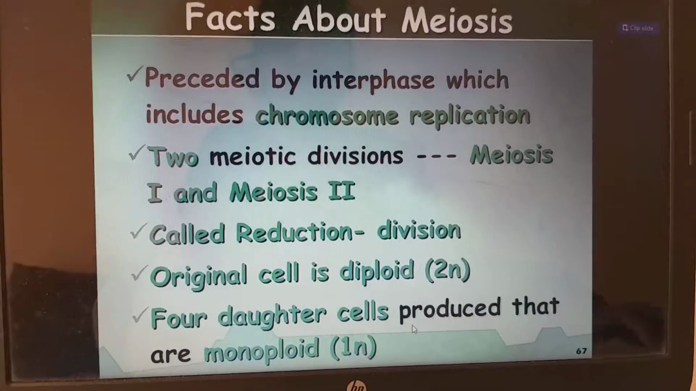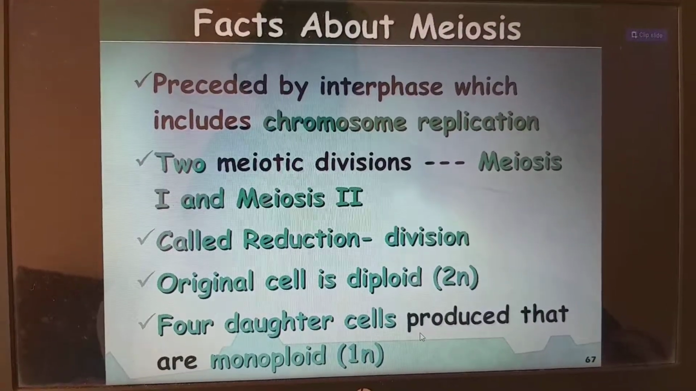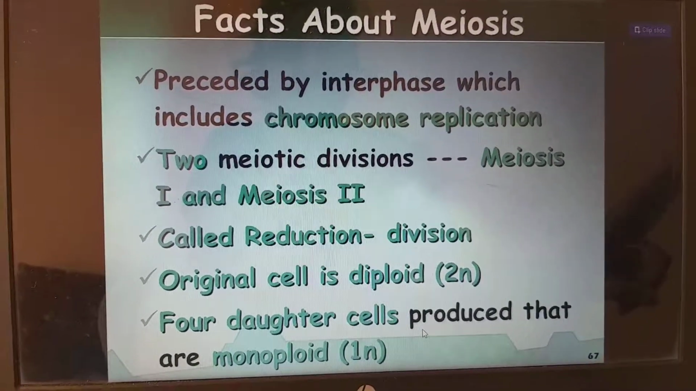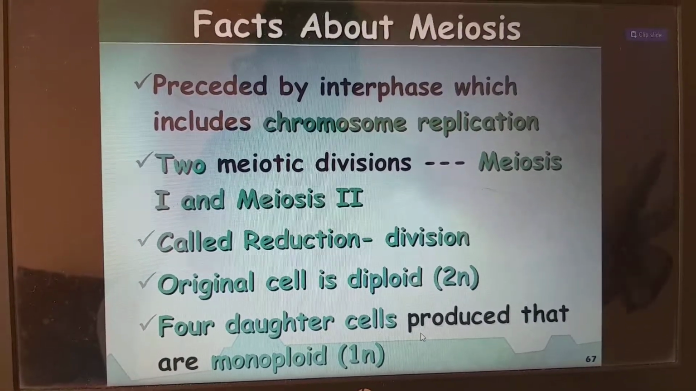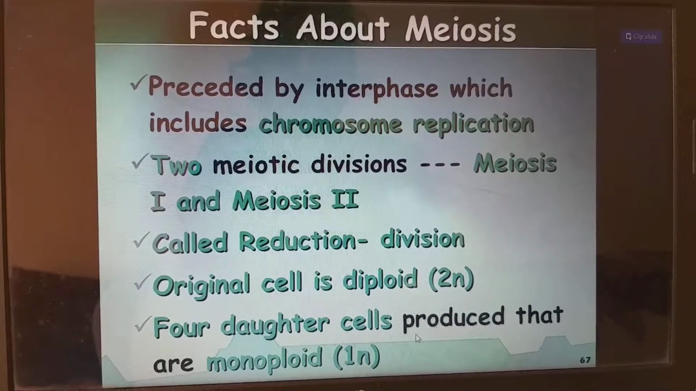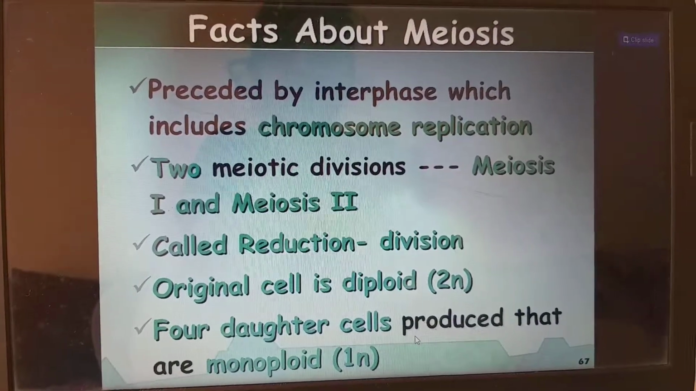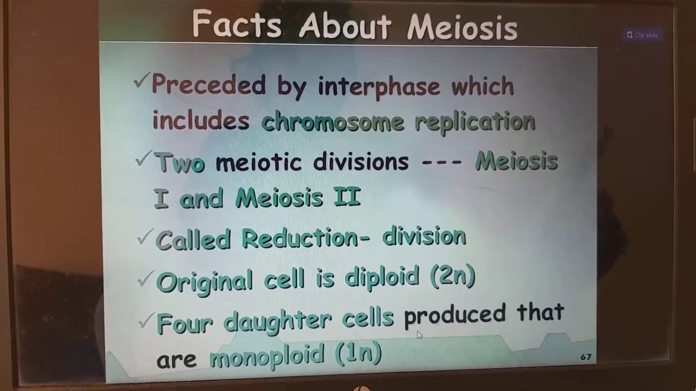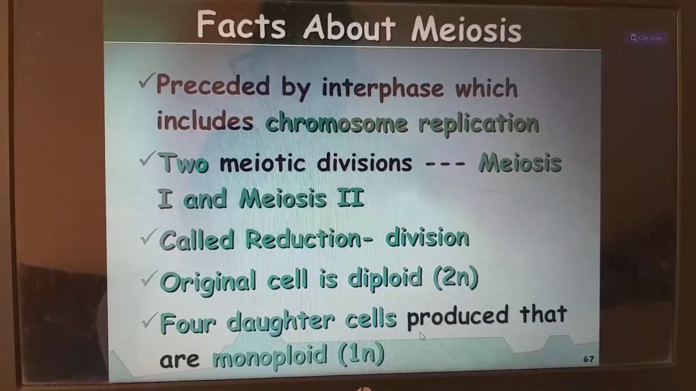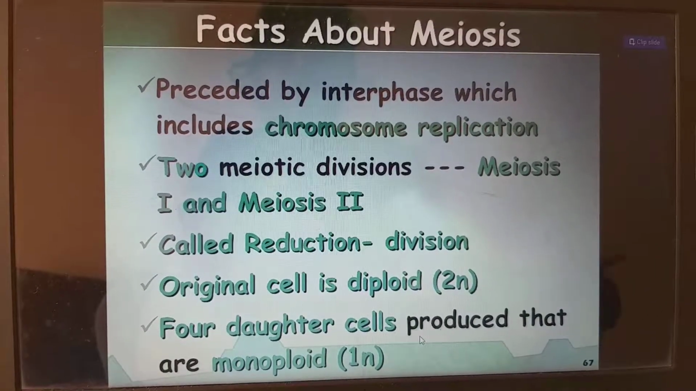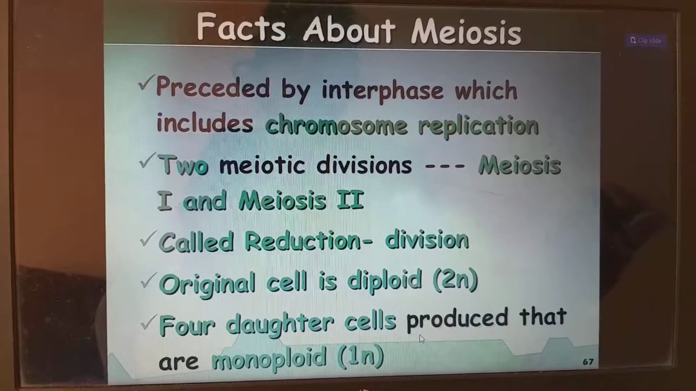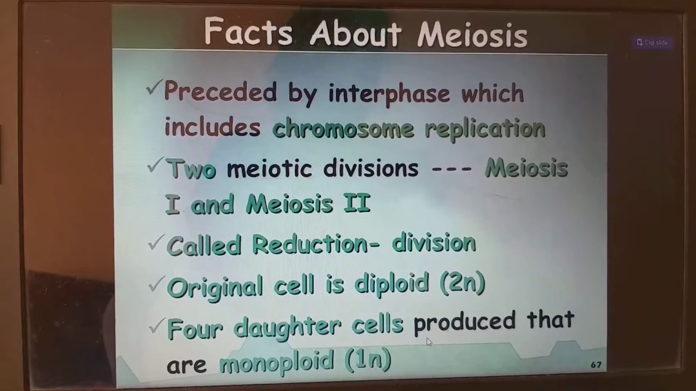The fact about meiosis is that it is preceded by interphase, which includes chromosomal replication. This event happens in both mitosis and meiosis, so there is no change. The two mitotic divisions will be there. Two meiotic divisions will be there, meiosis 1 and meiosis 2, which we call the reduction division. The original cell is diploid, that is 2n. So we will have 4 daughter cells produced that are monoploid, meaning single n.